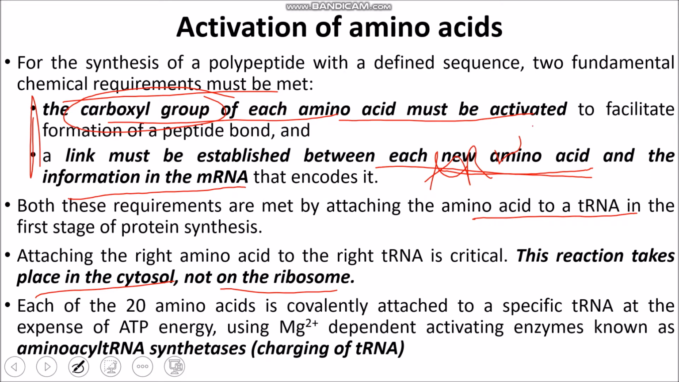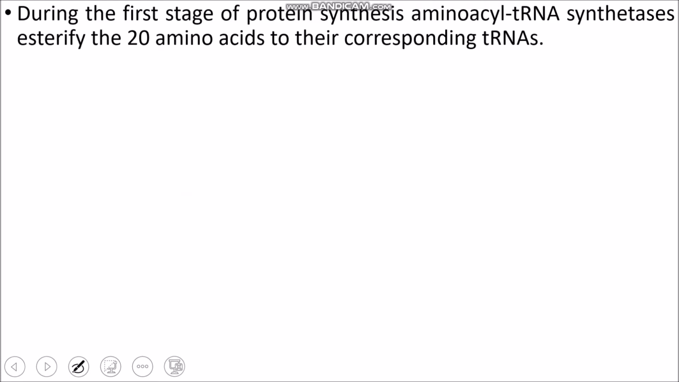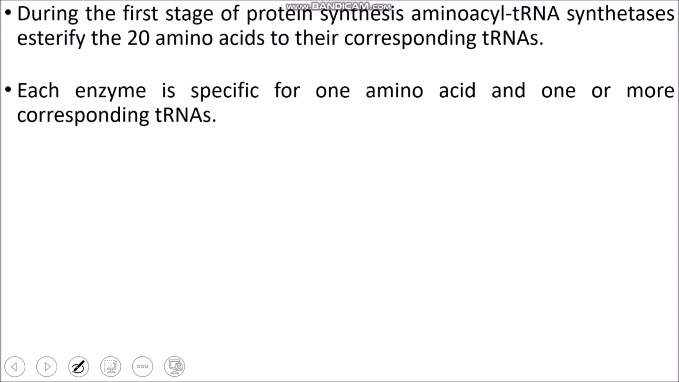Each of the 20 amino acids is covalently attached to its specific tRNA at the expense of ATP, using magnesium ion. This is called charging of tRNA, by an enzyme called aminoacyl-tRNA synthetase, whose reactions we are going to see in detail. During the first stage of protein synthesis, aminoacyl-tRNA synthetase esterifies, meaning the addition of the amino acid to the tRNA is done through esterification reactions.